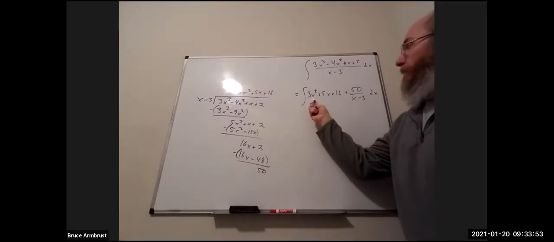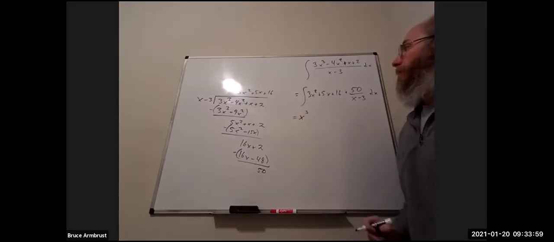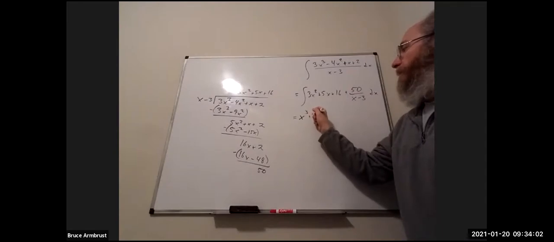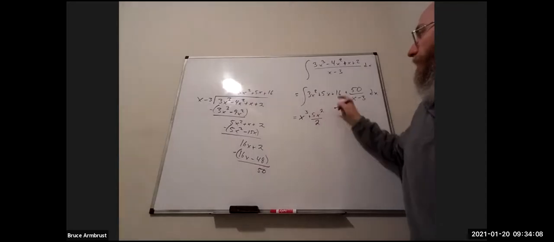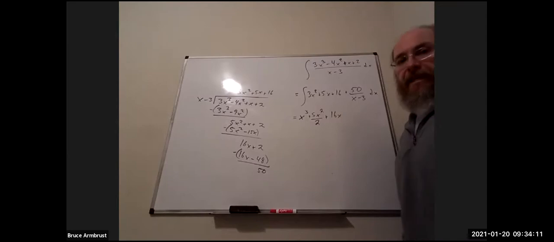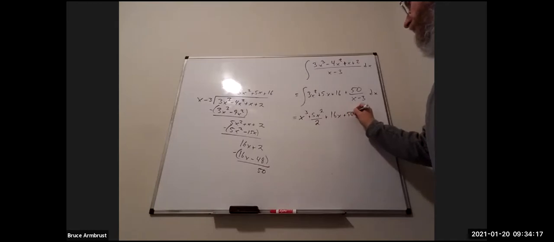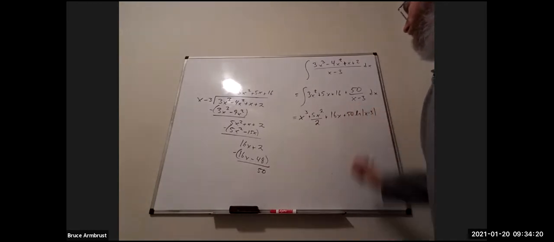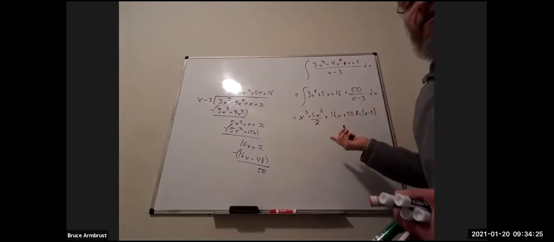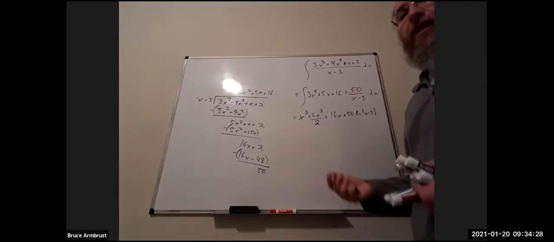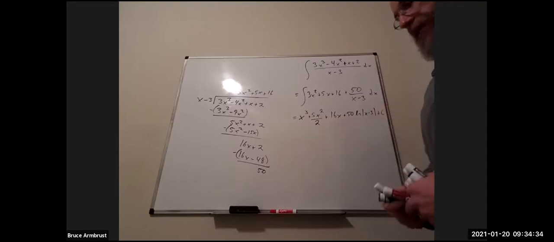So the 3x squared, its integral is x cubed. The 5x gives me 5x squared over 2. The 16 gives me 16x. And then the 50 over x minus 3 is going to give me 50 natural log of x minus 3. The 50 is a constant multiple. And 1 over x minus 3, it's a line. So I get natural log of x minus 3 divided by its slope. Well, slope is 1. And then, of course, we'll finish it off by putting a plus c.